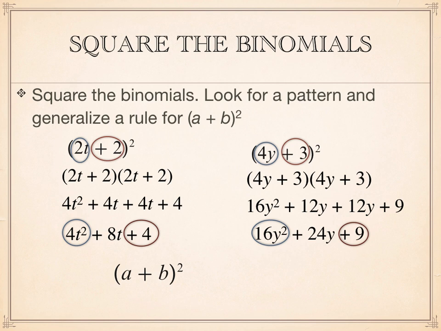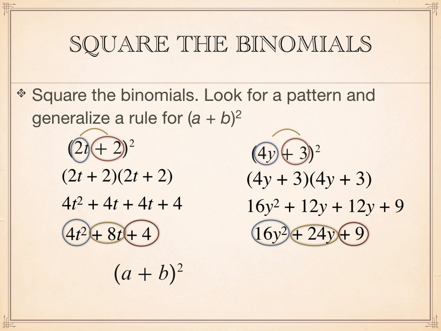Now there's going to be a middle term. So look at it in the trinomial, the 8t. How does that relate to the two terms in the binomial? Look at the 24y. How does that relate to the two terms of your binomial? Well, if I take my two terms, multiply them together, and double it, I'll get my middle term. So now I'm ready to generalize a rule.